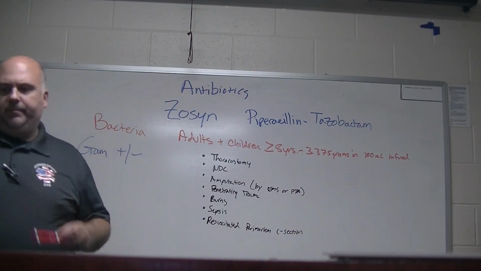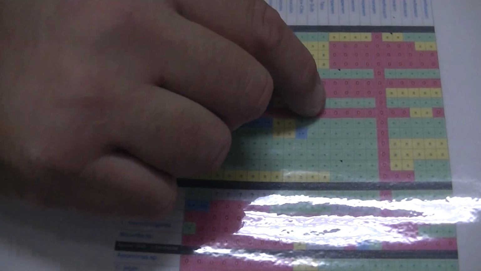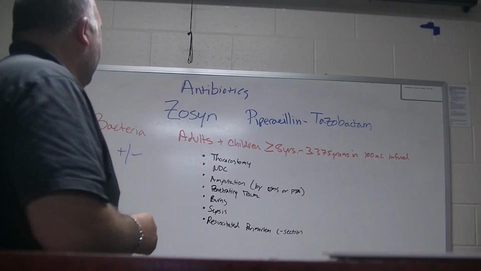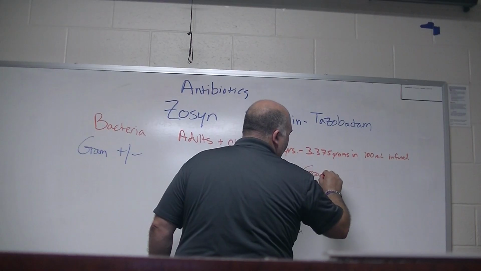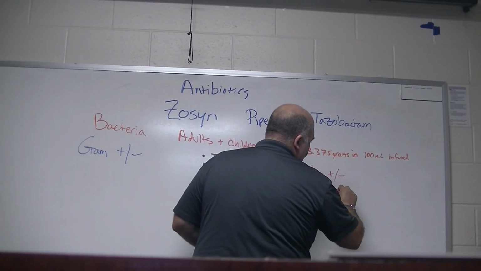Now, why Zosyn? I'm going to show you something which you probably won't be able to read, but this column right here where my finger is, Zosyn. And you can see how many green plus marks it has. So those are all of the different bacteria that Zosyn covers. It has both gram-positive and negative coverage. It's very broad spectrum.